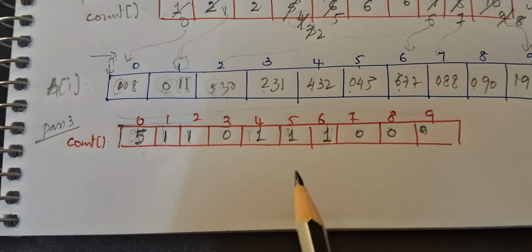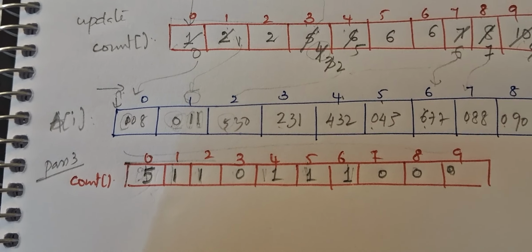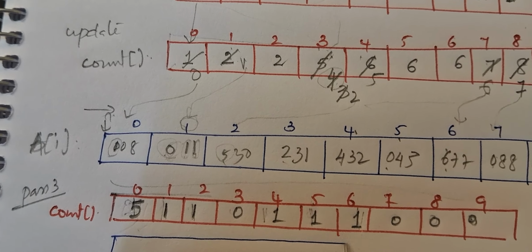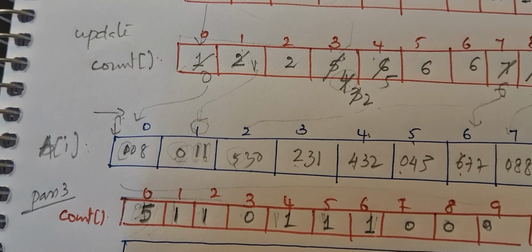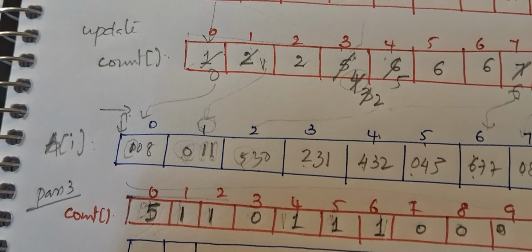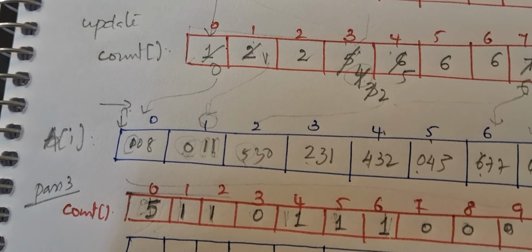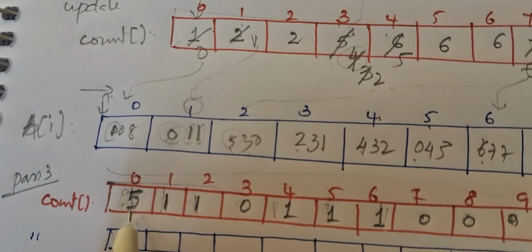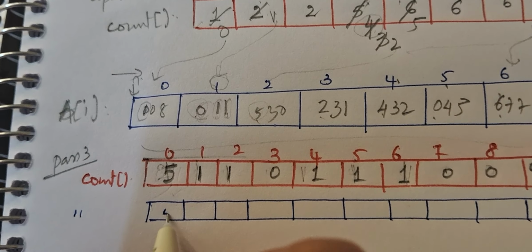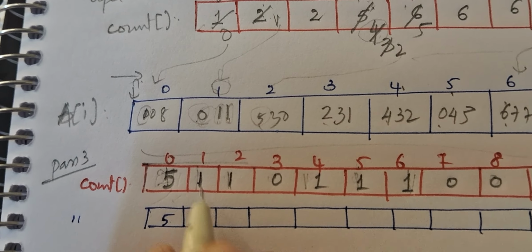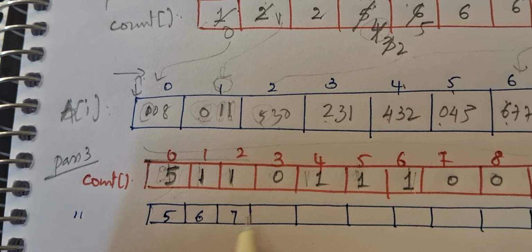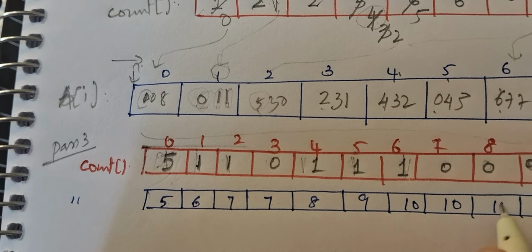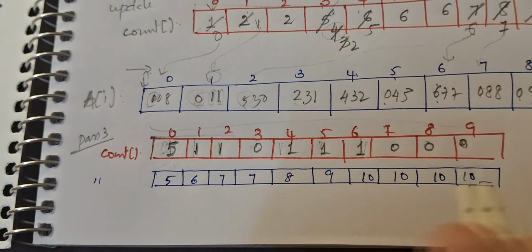Okay, so next, what is the next step? We need to update the count array in order to set the position. Okay, so we are updating the count array. 0, 1, 2, 3, 4, 6. Okay, this is the updated count array. So first we need to write the value, first value as it is. The next value is this 1 plus this 1, 6, 6 plus 1, 7, 7 plus 0, 7, 8, 9, 10. 10 plus 0, 10 plus 0, 10 plus 0. Okay. So this is the updated count array.